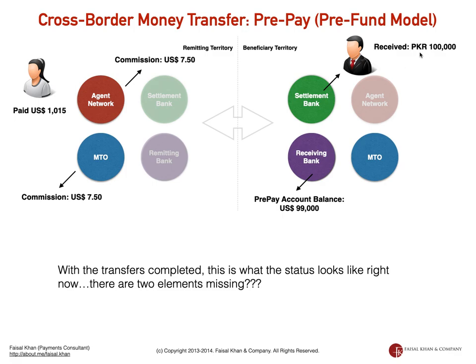And so they can settle it over there, and the prepay fund has only 99,000. And this is how the commission was split, the $15. Let's assume it was a 50-50. This is 750, this is 750, etc. So with the transfer complete, this is what the status looks like right now. But there are two elements missing. Can you spot them? What are the two elements that are missing?